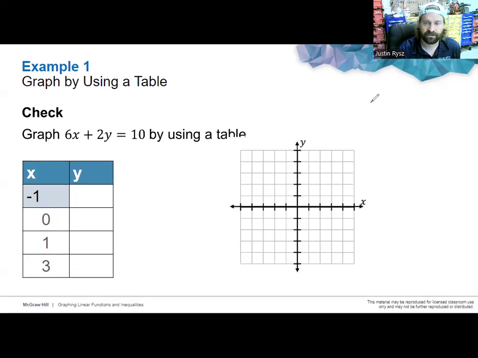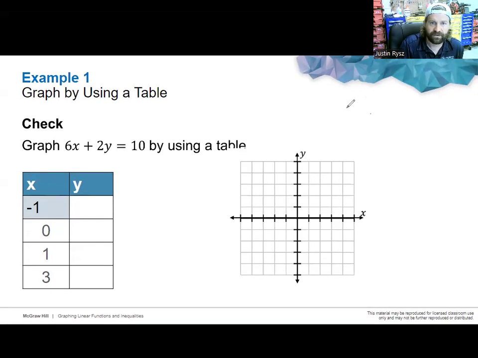The first thing we want to do is get the y by itself. So let's subtract the 6x over. We get 2y equals, now be careful, 10 minus 6x is not 4x, it is -6x + 10. That has that variable, that doesn't. We divide by 2, and we have y = -3x + 5.